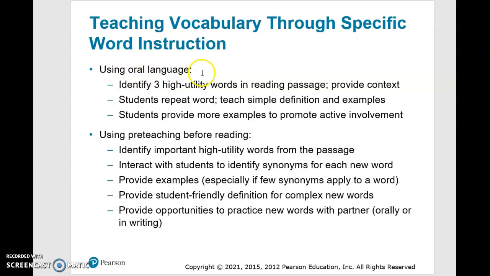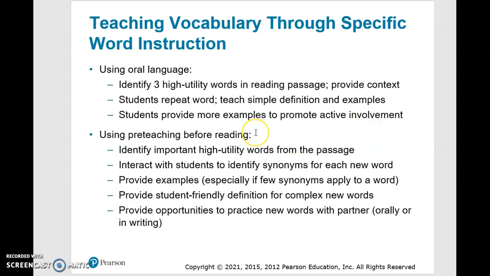Use a lot of oral language. Make sure that your vocabulary is rich and that you're using words, and even unfamiliar words, with your students. So you can identify 3 high utility words, or you could have them in reading passages. The students could repeat the word, teach simple definition and examples, and the students could provide more examples to promote active involvement. Some of the new slides that I added to this chapter will show you some of these strategies.